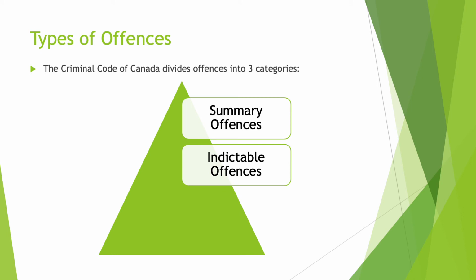Indictable offenses are more serious and complex. They include offenses such as first and second-degree murder and aggravated assault. Hybrid offenses are dual offenses. This means that they can be tried as either summary or indictable. The decision on which way to proceed is decided by the Crown. A majority of offenses fall within this category, such as unlawfully carrying a concealed weapon, assault, and theft under $5,000.